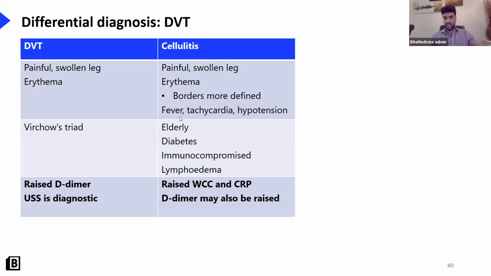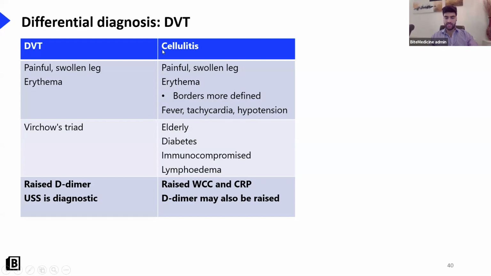Additionally, in cellulitis, there's usually underlying evidence of infection. So fever, tachycardia, hypotension, they may have some of these features. The risk factors are different. So we're looking at Virchow's triad for DVT, but for cellulitis, the risk factors are typically those which increase your risk of infection. So elderly, diabetes, immunocompromised, lymphedema, all of these things are going to increase your risk of infection.